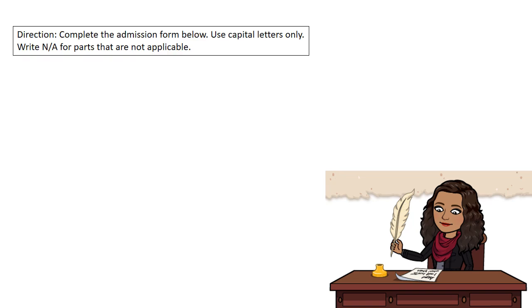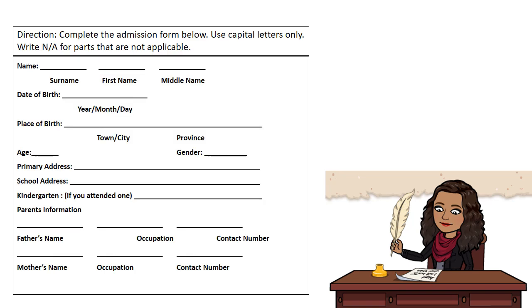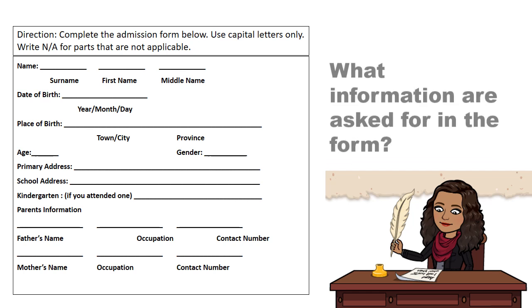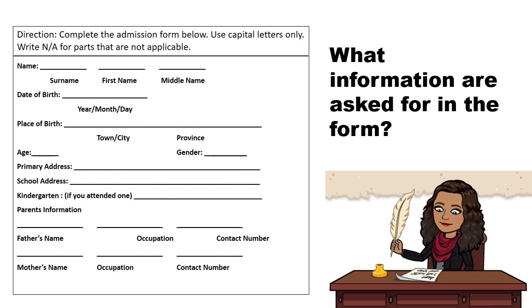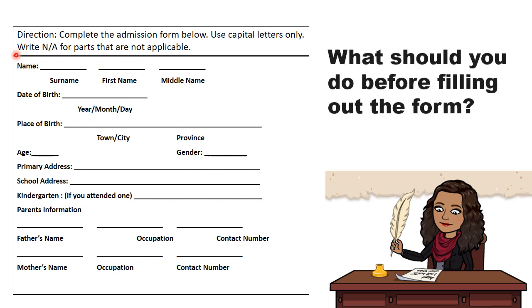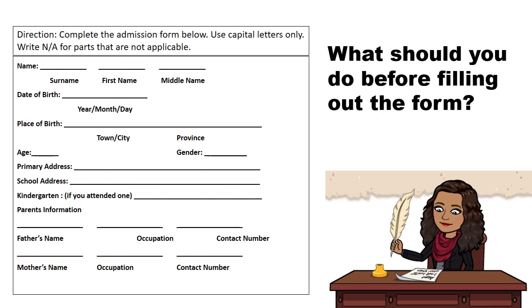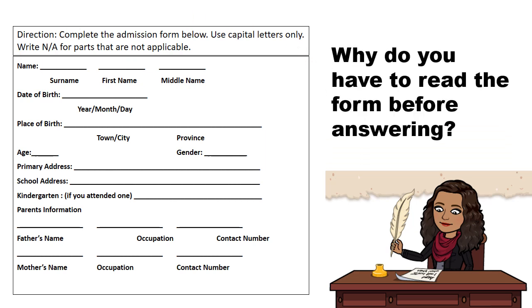Let us have an example of a form. I have here an example of an admission form. To analyze this, let us answer the following questions. What information is asked for in the form? What should you do before filling out the form? And why do you have to read the form before answering?